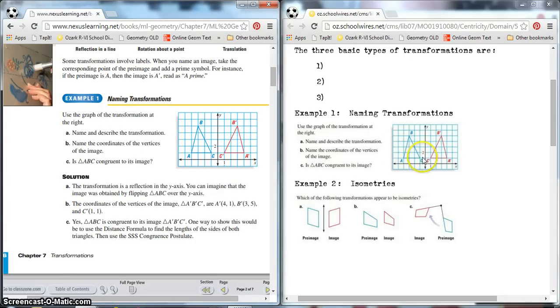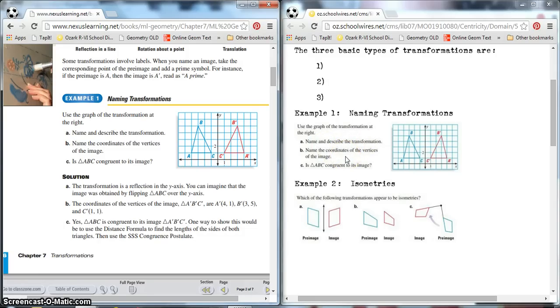So you can see where the pre-image starts, right here. Here's A, B, and C. And this new location is A prime, B prime, C prime. It's got a little apostrophe right next to it, and that apostrophe shows that this is the new picture after the transformation. So this part A, name and describe the transformation. This is a reflection in the y-axis. I don't know if you can squeeze that in right there on your notes, but that's what that is.